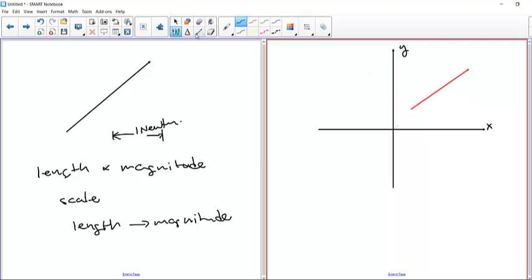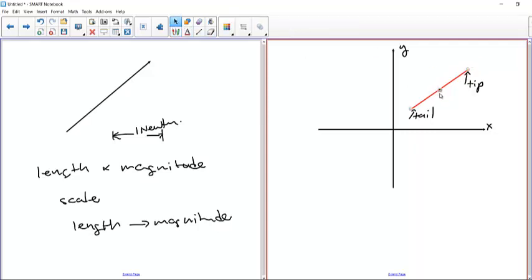So this part here is called the tail, and this part with the arrow is called the tip. So the vector is pointing from the tail to the tip, and the tip is telling you which direction it's going.